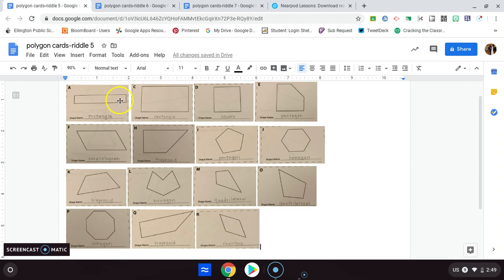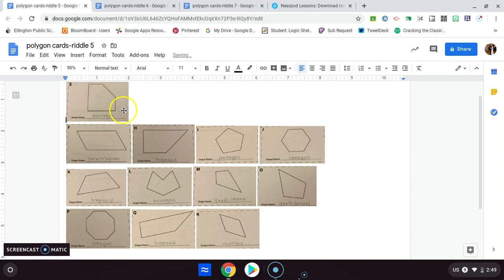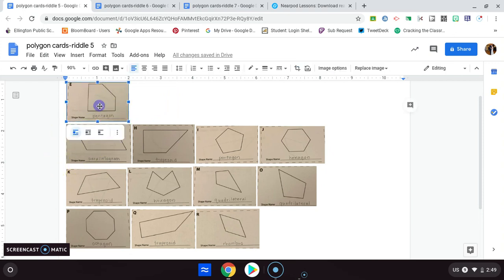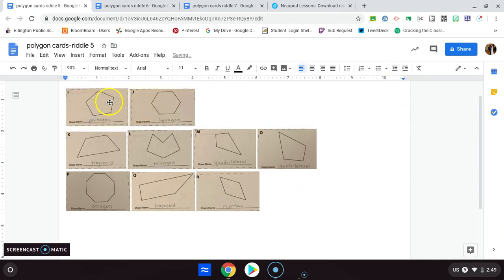All right, so we're getting rid of our rectangle because that's two sets of parallel. Our square. Does this have any parallel? Nope. All these lines are, oh, no, the bottom and the top, so it has parallel there. Parallelogram, obviously. Trapezoid has one set. Our pentagon doesn't. Our hexagon has some parallel sides.